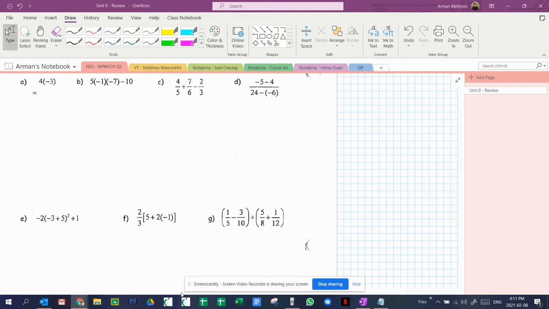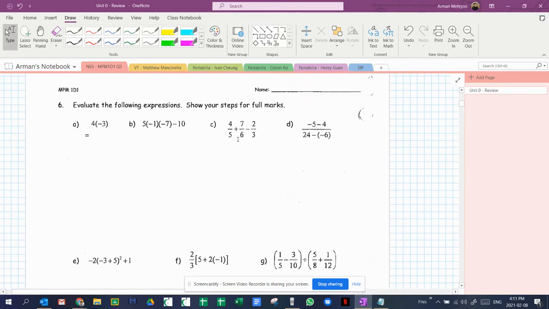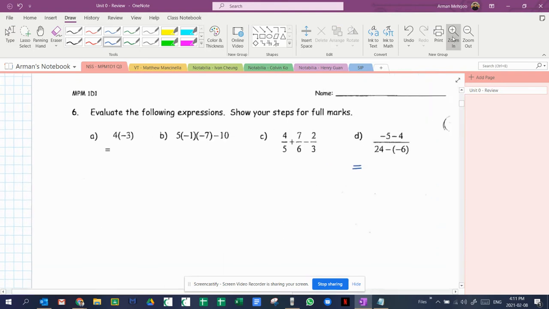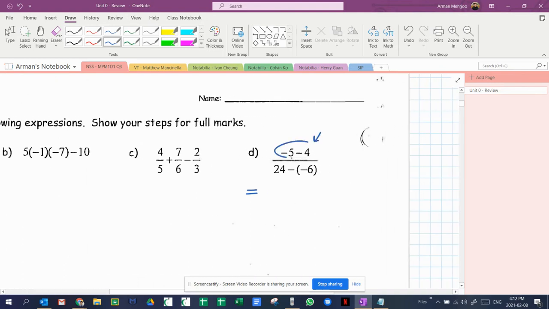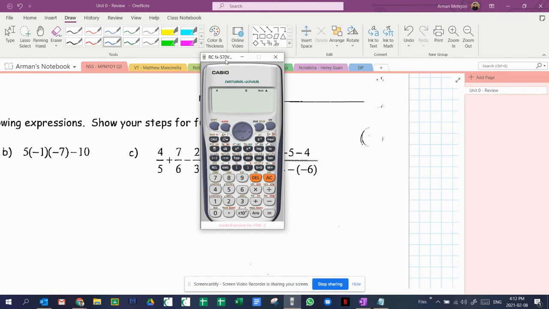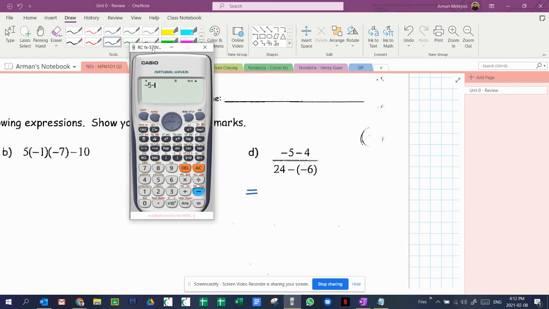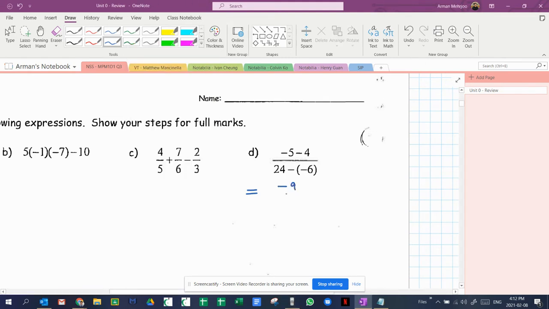Should be good. Let's do 6D. So question 6, letter D together. Always start with equal signs. And then next thing I want to do is start with my numerator, so this top part over here. -5 minus 4, if you punch that in your calculator, -5 minus 4 is -9. So -9 goes up here.